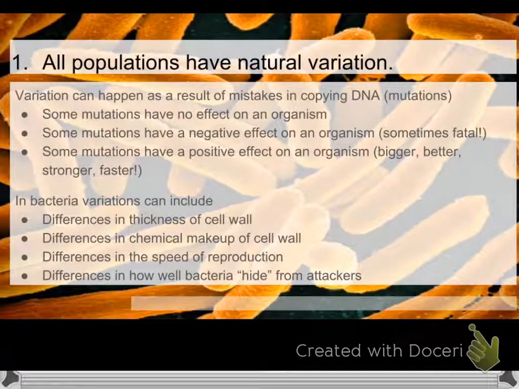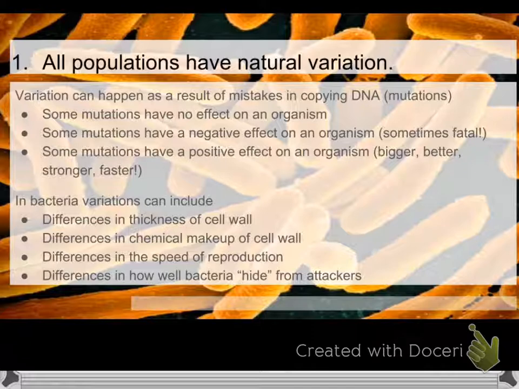Every population has natural variation. I'm going to read this, then I'll shut up. All populations have natural variation. Variation can happen as a result of mistakes in copying DNA, mutations. Some mutations have no effect on an organism. Some mutations have a negative effect on an organism, sometimes fatal. Some mutations have a positive effect on an organism, bigger, better, stronger, faster.